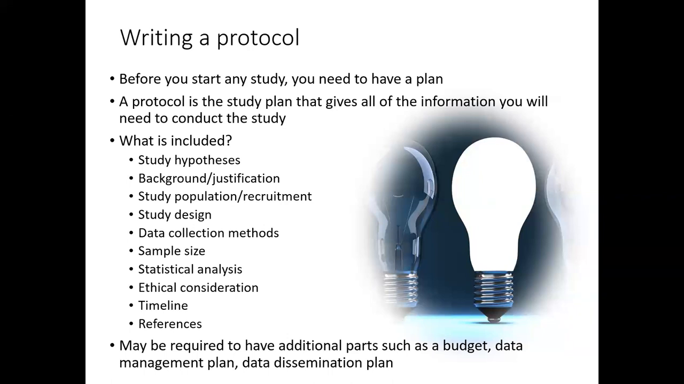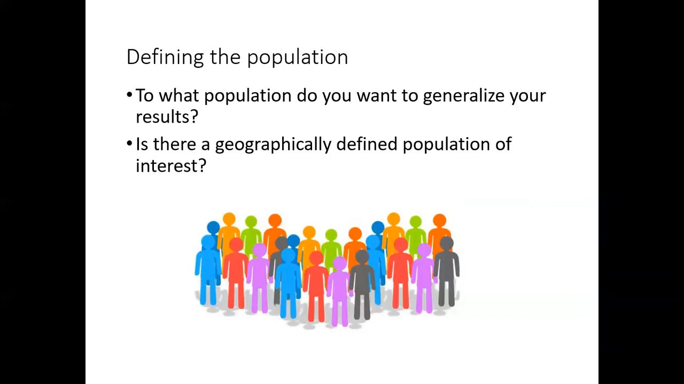And this isn't exhaustive. You may need other things like a budget, a data management plan, and a data dissemination plan, among other things. But let's start out. Once we have a hypothesis and our background or justification for the study, then we need to define the population. So studies always start with the population, because this consists of who we want to generalize our results to. Like, who do we want to take this information and apply it to?